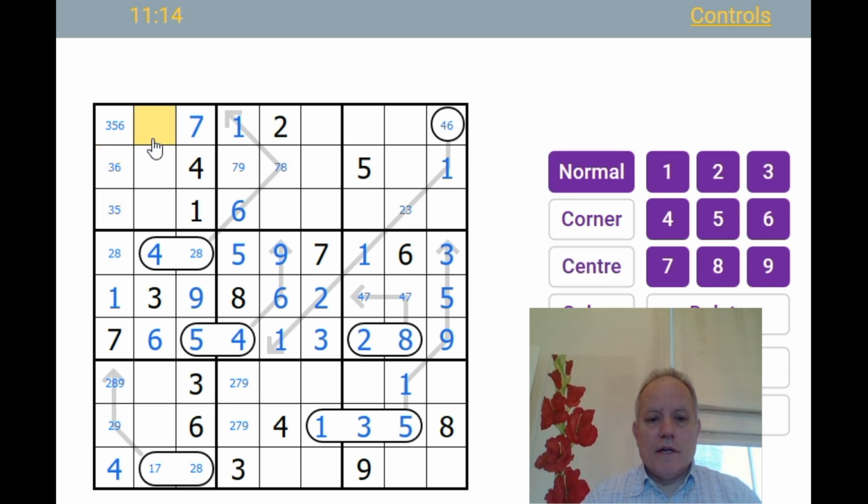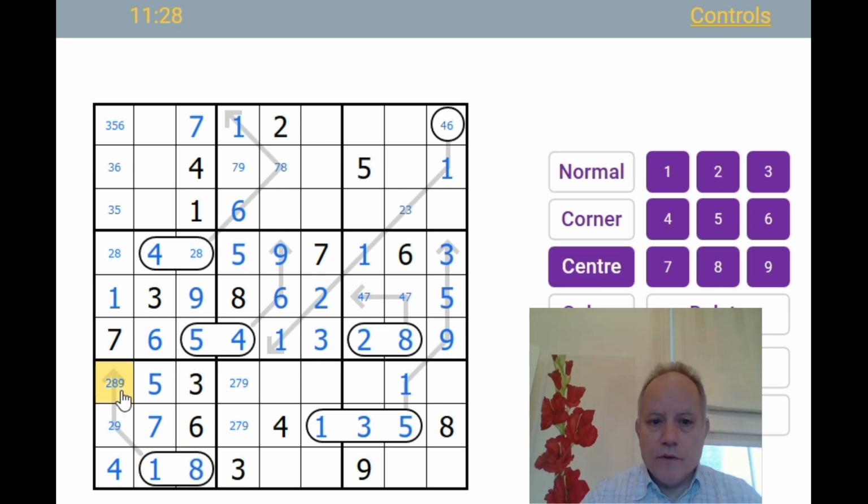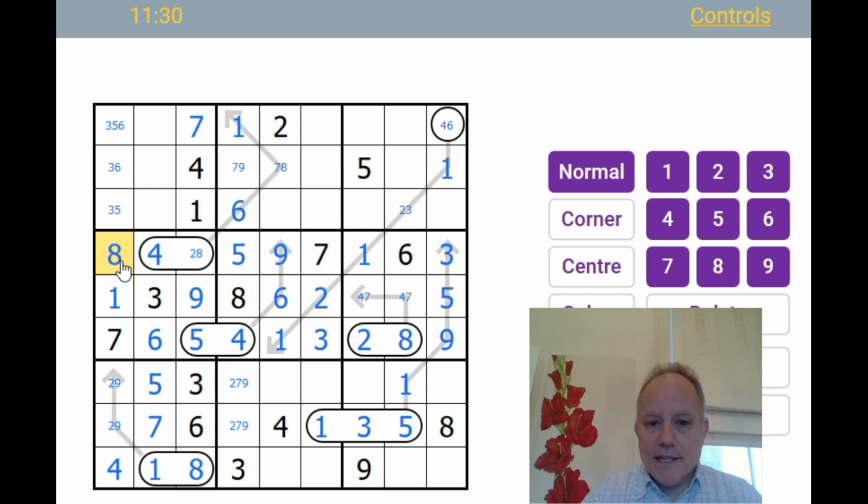741, 289, 436, 175. So 7 there, 5 there. This must be a 1. I could have worked that out earlier from these two 1s. Sorry. So this is 18. Can't be 12. That's 2 and 9. This is 8. That's 2. So this is the 7. That gives us a 9 there. 1, 9, 6, 5. So these are 2 and 7.